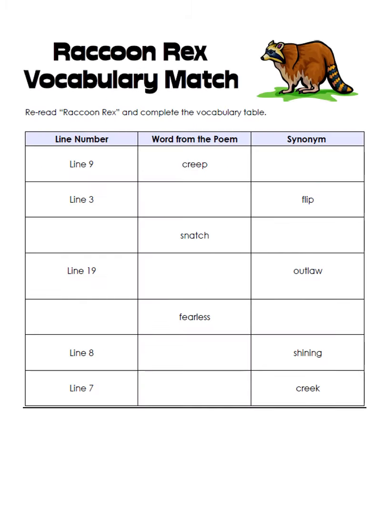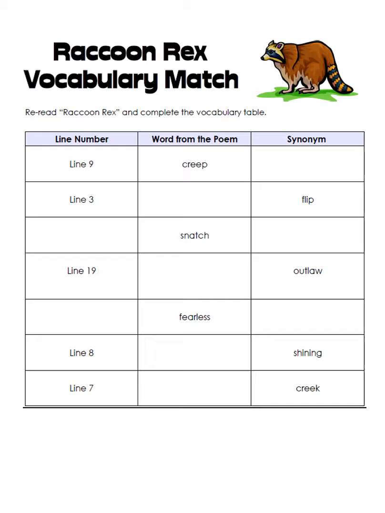We will now be looking at activities for Raccoon Rex. This activity is called Vocabulary Match. Reread Raccoon Rex and complete the vocabulary table. You will see there are 3 columns on the page. On your left-hand side, the column states line number. In the middle, the column is word from the poem, and the final column says synonym. So what you have to do is to go and look at the poem and find line number 9. And then the word creep, you will find it there. And you should then think of a synonym that's the same but different from the word creep.